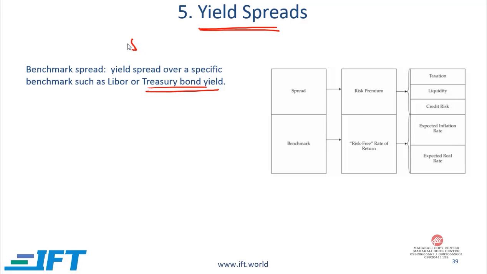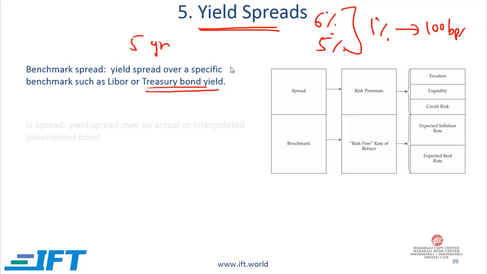If you have a 5-year Treasury bond, and let's say that a 5-year government bond has a yield of 5%, and then you have a corporate bond with the same maturity, same coupon, and that has a yield of 6%. What is the benchmark spread? The benchmark spread here is 1%. It's the difference between these two numbers. This is generally written in basis points, so 1% would be 100 basis points.